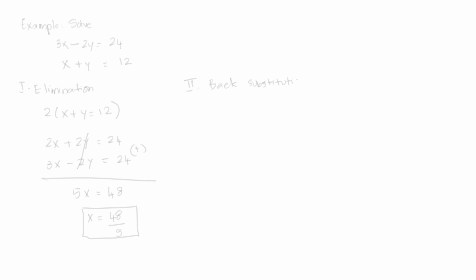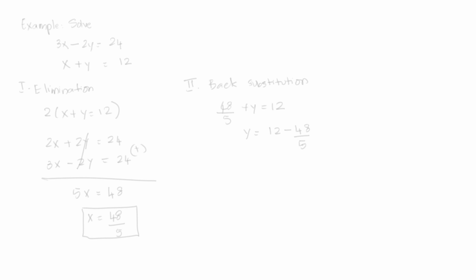So I take the value that I just found and I plug it in one of the two equations. Again, it is a matter of choice, it doesn't matter which equation you pick. I'm going to pick the second one because it seems quite easy to me. I have 48 over 5 plus y equals 12. Move 48 over 5 to the other side, so y would be equal to 12 minus 48 over 5.